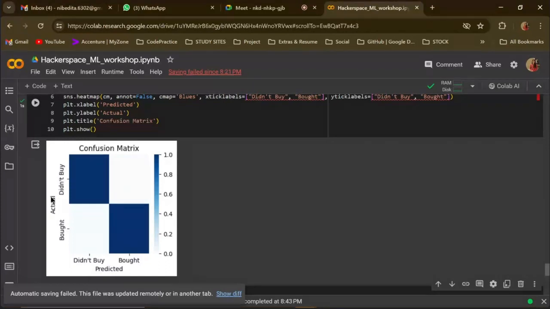And people who did not buy the house but were predicted as bought the house, that is a wrong prediction. The wrong prediction is 0%. Similarly for bought the house. Is it clear?